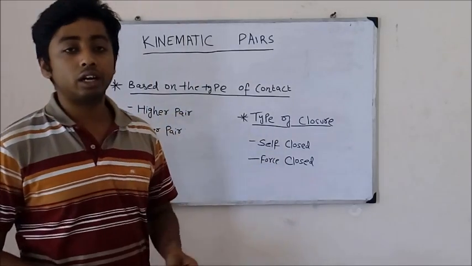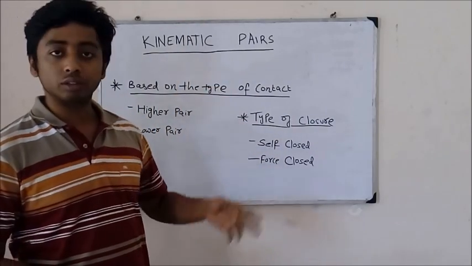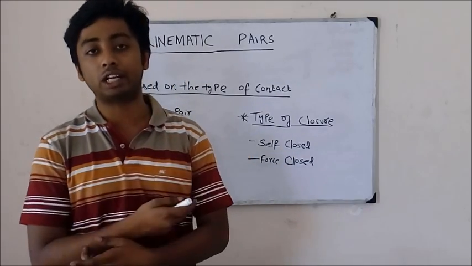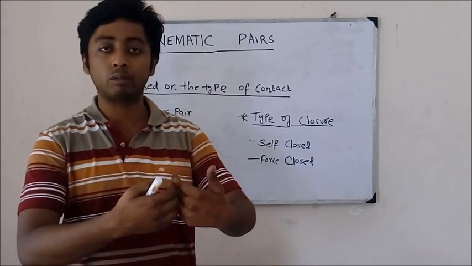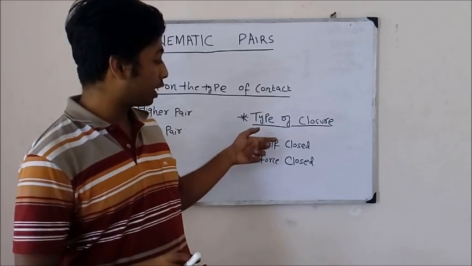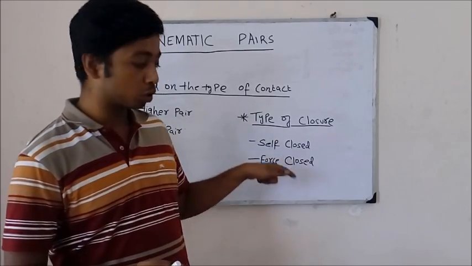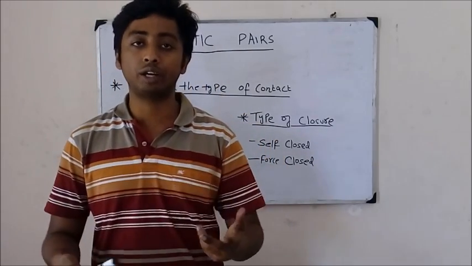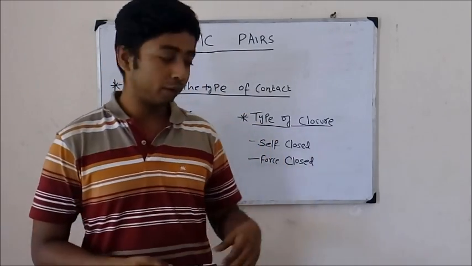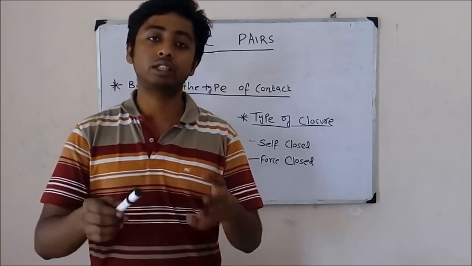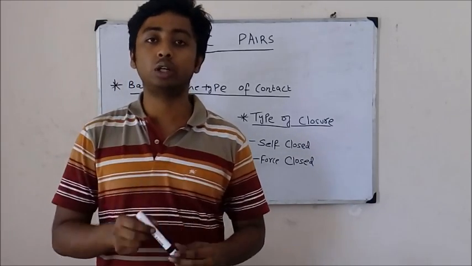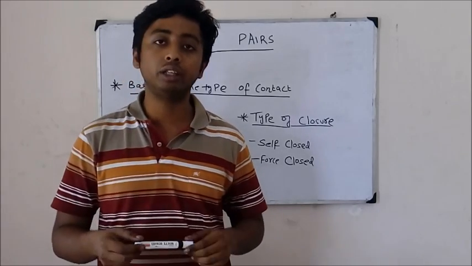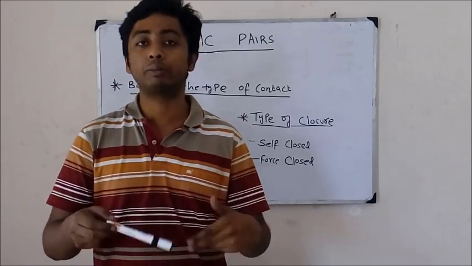So now let's classify the kinematic pair on the basis of closure. What is closure? Closure means the way the links are attached together, so that they don't come out of contact. There are two broad categories: self-closed and force-closed. Self-closed is where no force is required to keep all the links together in place, and force-closed, on the contrary, is the system where some external force is needed to keep the links together. That force can be gravitational force, spring force, or any other force.